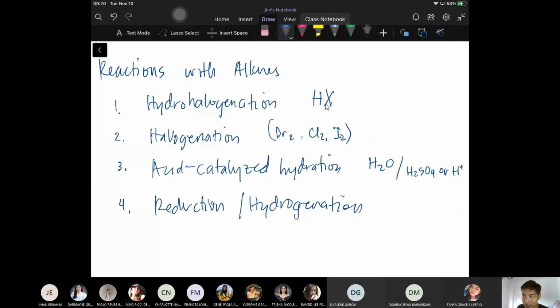So, hydrohalogenation, HX ang madadagdag, wherein yung X ay chlorine, bromine, iodine, no? Ang halogenation, molecular halogens ang idadagdag mo. Acid catalyzed hydration, water with acid catalyst, sulfuric acid or hydronium ion. And the reduction, hydrogenation, hydrogen ang ilalagay mo with metal catalyst such as platinum. Yung mga catalyst, important yan. Kapag wala niyan, hindi gagana yung reaction. Okay? So, usually, we do it with reaction mechanism.